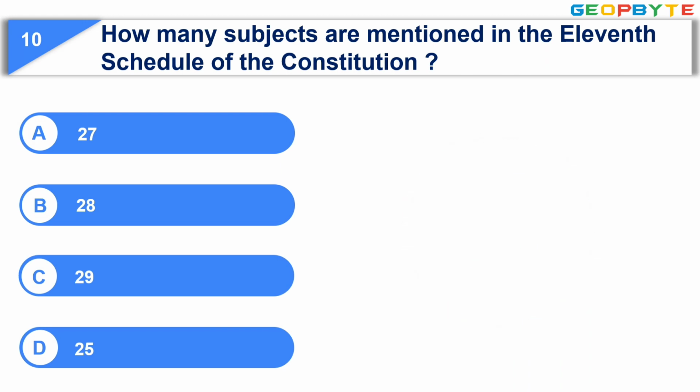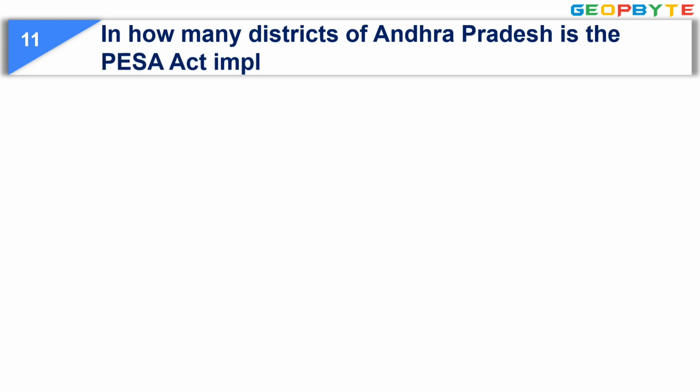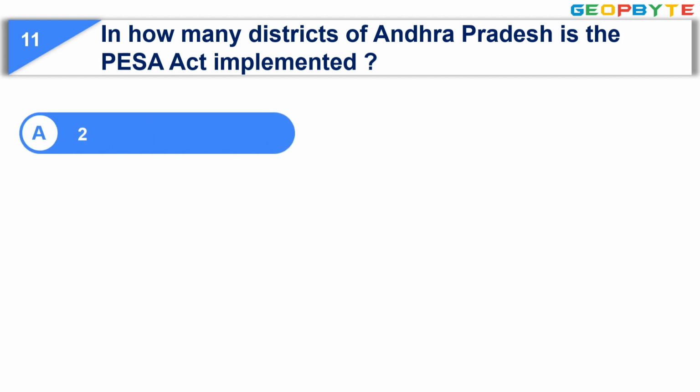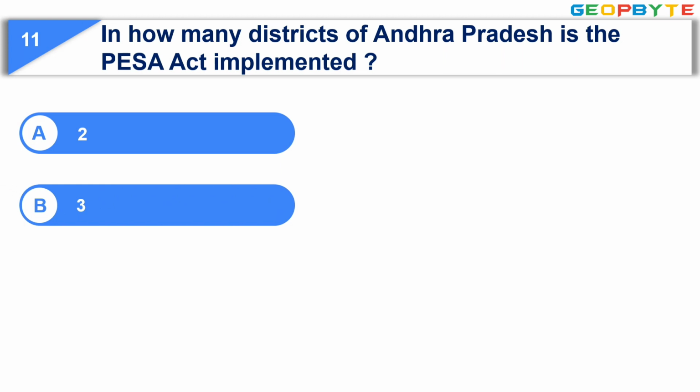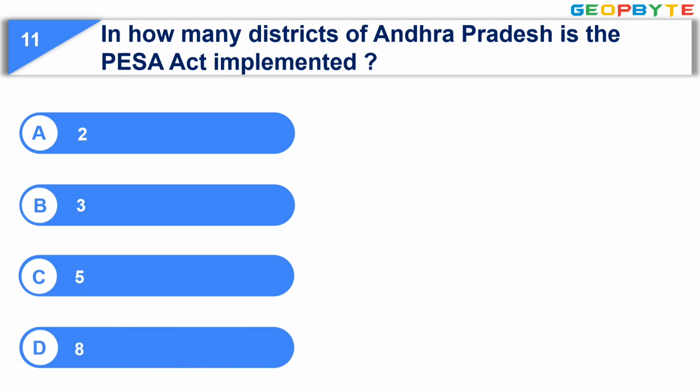Your time is up and the correct answer is option C, 29. The 11th question is, in how many districts of Andhra Pradesh is the PESA Act implemented? Option A, 2. Option B, 3. Option C, 5. Option D, 8. Your time starts now.